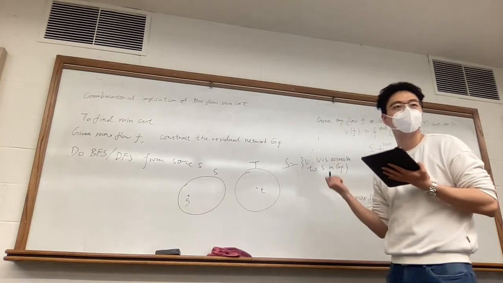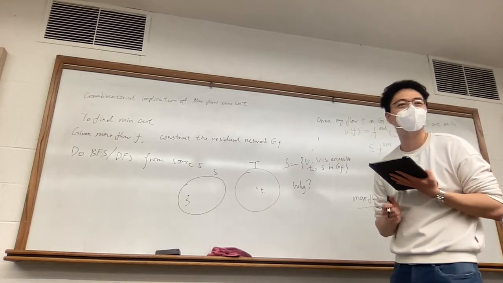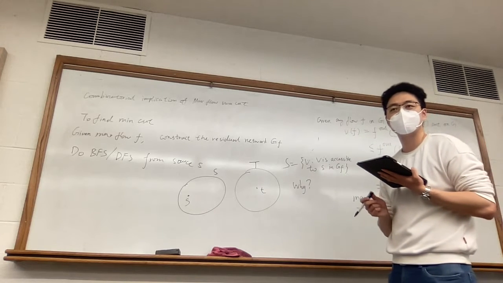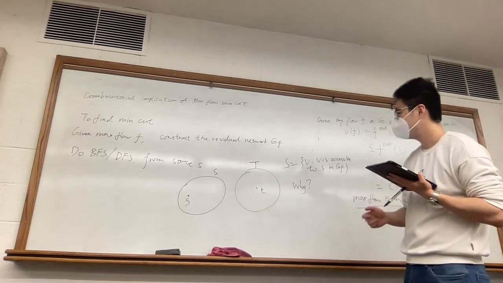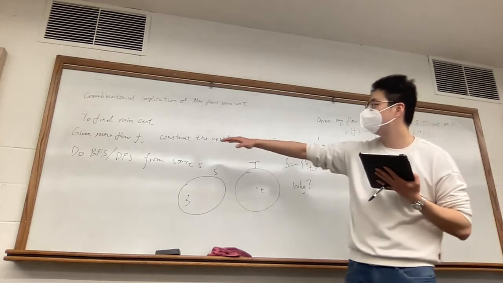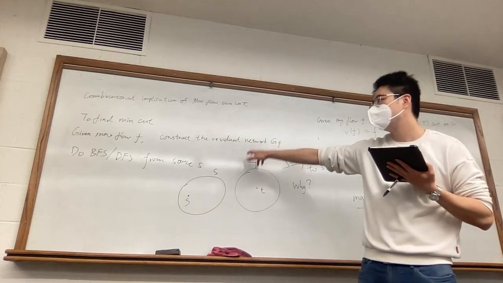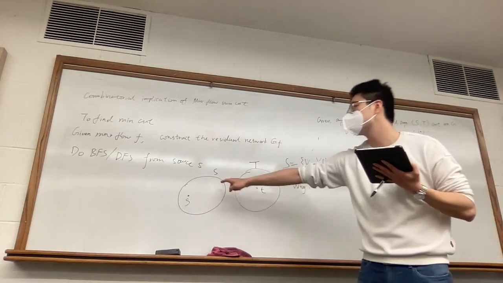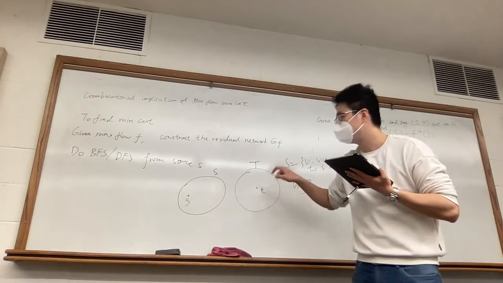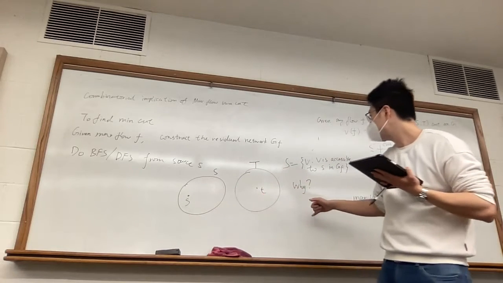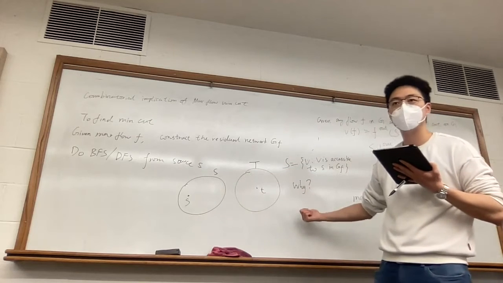Why? My question is why? Like you are given a max flow F. You construct the residual network GF, and you do BFS or DFS from your source. And these are the nodes that are accessible to S. These are the nodes that are not accessible to S. Then I claim that this is the min cut. Why?